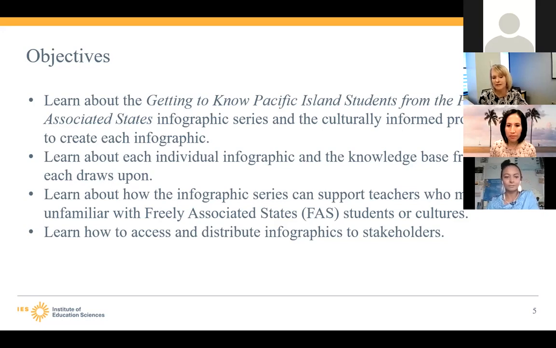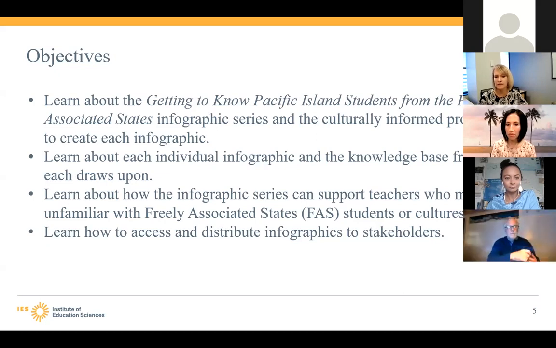On our next slide, we'll just go over our objectives briefly. So during our time together today, we're going to learn about the Getting to Know Pacific Island students from the Freely Associated States Infographic series. And we'll talk a little about the culturally informed process that we use to create each infographic. We'll talk about each individual infographic in turn and the knowledge base that they draw upon. And then we'll learn how the series can support teachers who may be unfamiliar with freely associated states students or cultures. And finally, we'll discuss how to access and distribute the infographics to stakeholders.